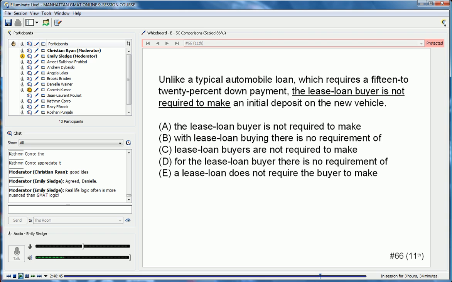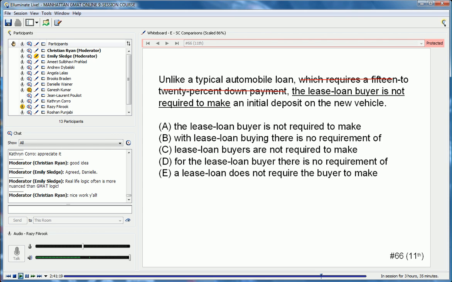Alrighty, got a clean sweep on E, which is the correct answer. Rosie, would you grab the mic and tell us why E is correct? I looked at the sentence as a whole, and I actually dropped off the modifier, which requires a 15 to 20% down payment, just looked at it as extra, and just reread the question as unlike a typical loan, and looked at the answer choices.